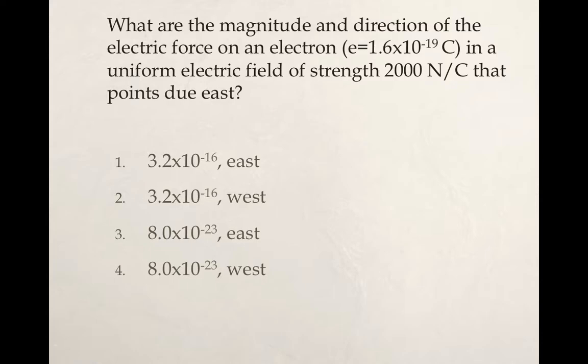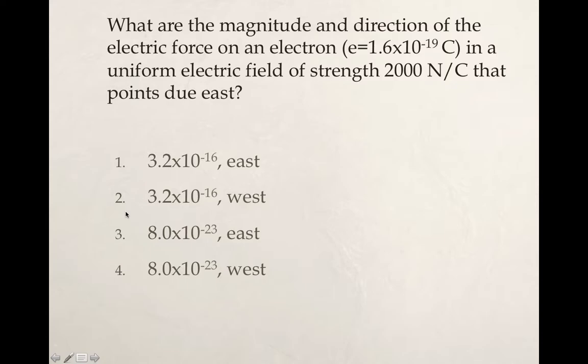So this asks, what are the magnitude and direction of the electric force on an electron in a uniform electric field of strength 2,000 newtons per coulomb that points due east? So right off the bat, remember that if my electric field points east and I have an electron that's a negative charge, then I know it's not going to follow the field line, so it's going to go west. So right off the bat, I can choose either 2 or 4, and then the way I'm going to calculate the force is I'm just going to take my electric field times my charge, which is 1.6. So that's just looking at 2 times 16 is 32. So I know I'm going to have 2 as my answer.